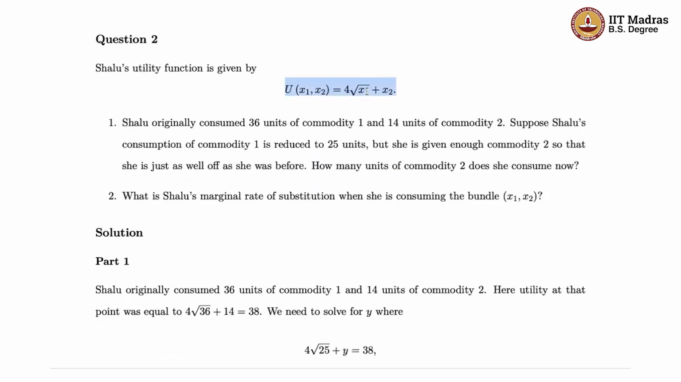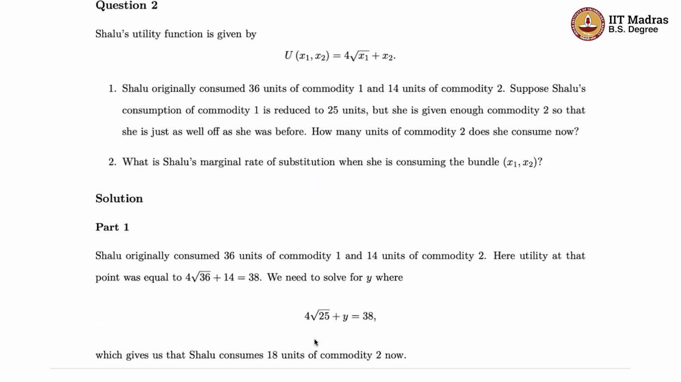So that's 4 into 6, 24, plus x2 equal to 14. So therefore we have 38. So that was the utility level before. Now x1 is equal to 25. We need to find out the value of x2 such that the utility is equal to 38, right? So this is basically this equation that you see here. So this first part is basically 20, and so therefore y is equal to 18, right?